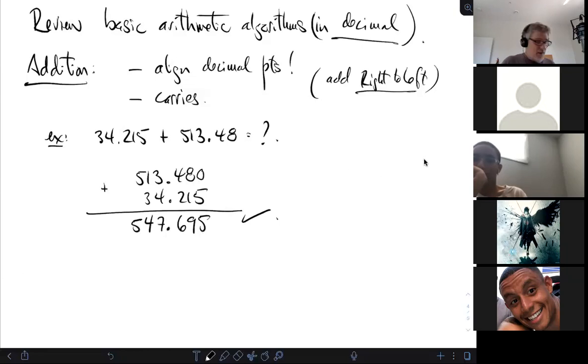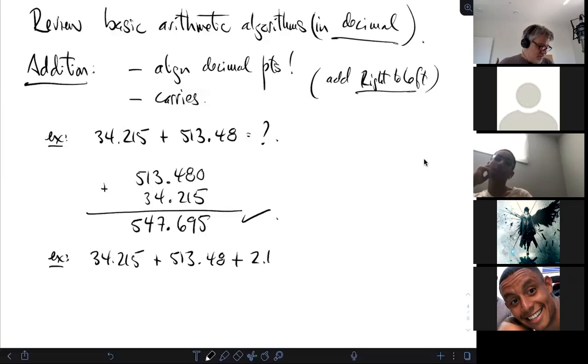Okay, so that's super easy, and that's it. All right, let's modify this so that we get a carry. And also I need to be able to add several numbers at a time because of products, okay? If you remember how we do products, we have to add a whole bunch of numbers at the same time. So let's say I'm asked to add 34.215 plus 513, so these are the same numbers, 0.48 plus 2.1326.